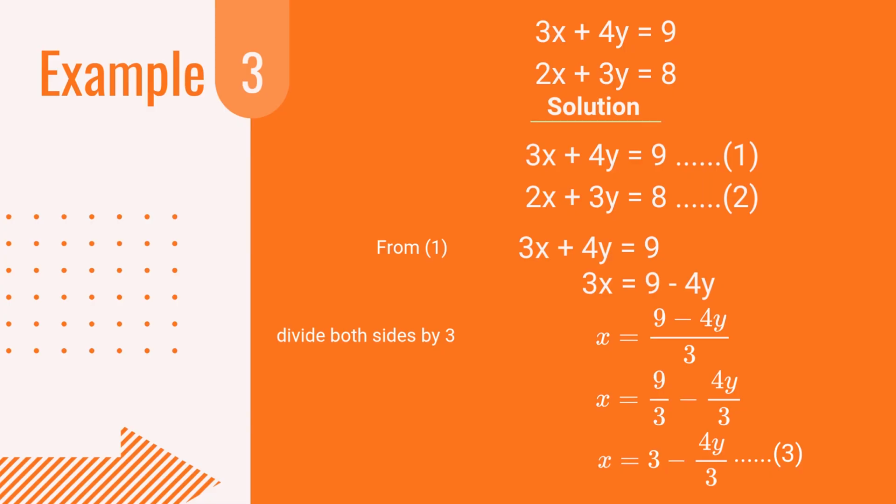We have 3x plus 4y equals 9. So, we are taking 4y to the right-hand side, which will change the sign from positive to negative. That's why we have 3x equals 9 minus 4y. What was the next step?